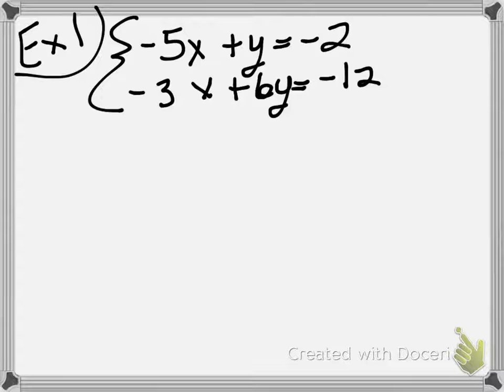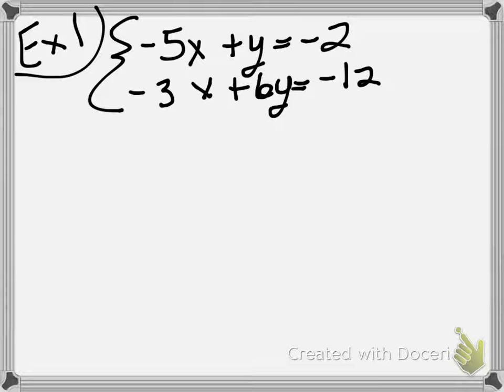All right, with the method of elimination, our goal is to take these two equations and combine them together and eliminate one of the variables. So as you see here, we have two variables, x and y. We're going to eliminate one of them. It does not matter which.